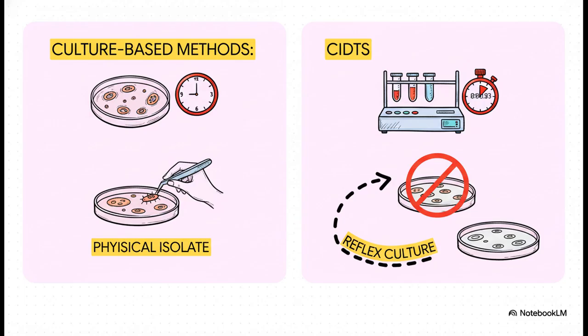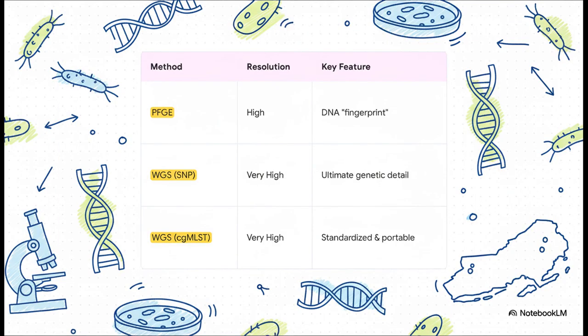But here's the catch, and it's a big one. You don't get an isolate. That's why you hear public health folks screaming from the rooftops about reflex culture. We still need that bug on a plate. And this really leads us to how we play detective during outbreaks. Many of us grew up with pulsed field gel electrophoresis, or PFGE. It was like getting a blurry fingerprint of the suspect. But the absolute game changer has been whole genome sequencing. WGS isn't a fingerprint, it's the entire genetic blueprint. With that data, we can get the serotype, predict resistance, and map out relationships between isolates with a precision that PFGE couldn't even dream of.